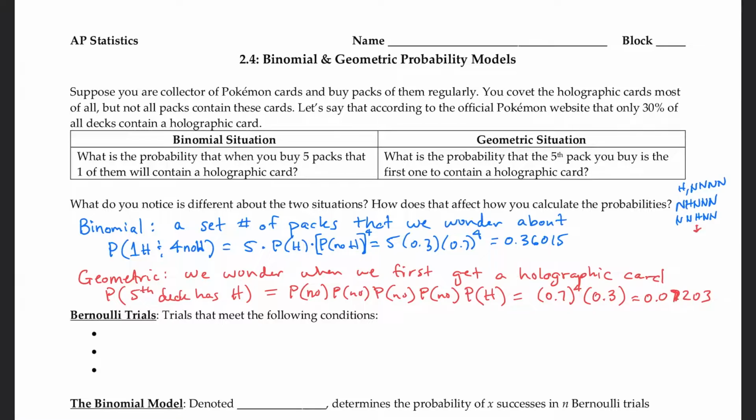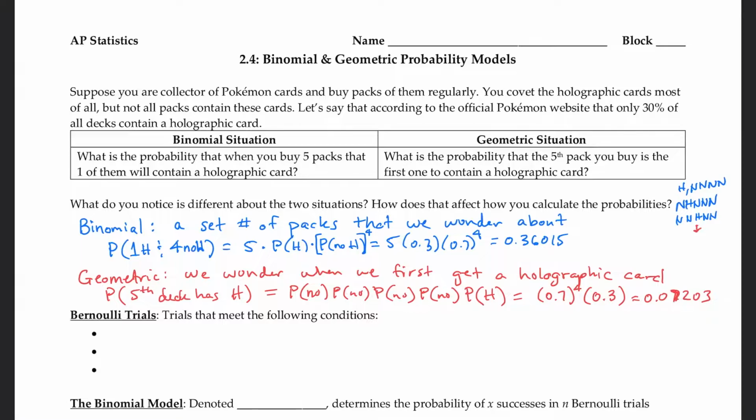So that's the main difference there, is that in binomial, you sort of have what we'll call the number of trials sort of set from the beginning. And in geometric, there isn't a set number. You're just pulling until you get what you want. So that's the main difference there.